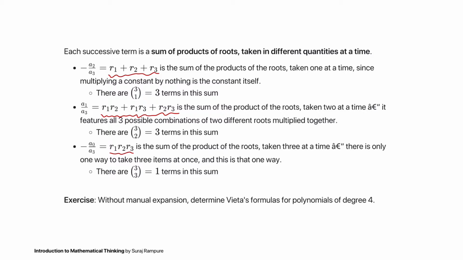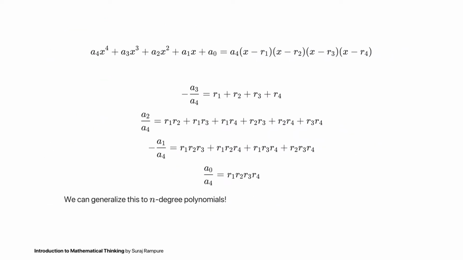So what I want you to work on for a minute or two is, without manually expanding out, p of x is equal to a times (x minus r1)(x minus r2)(x minus r3)(x minus r4), without manually doing FOIL like 4 times, determine Vieta's formulas for polynomials of degree 4. So what we want to do is find some relationship between the sum of the roots and the product of the roots, and all of the other symmetric sums of a polynomial of degree 4 and its coefficients. So something in terms of a4, a3, a2, a1, and a0. So let's take a look.